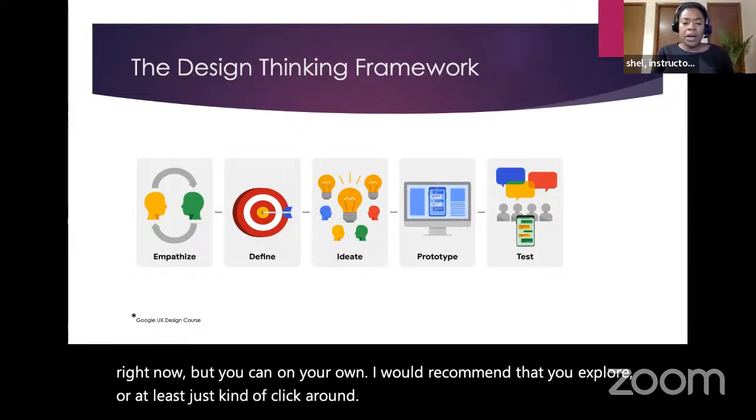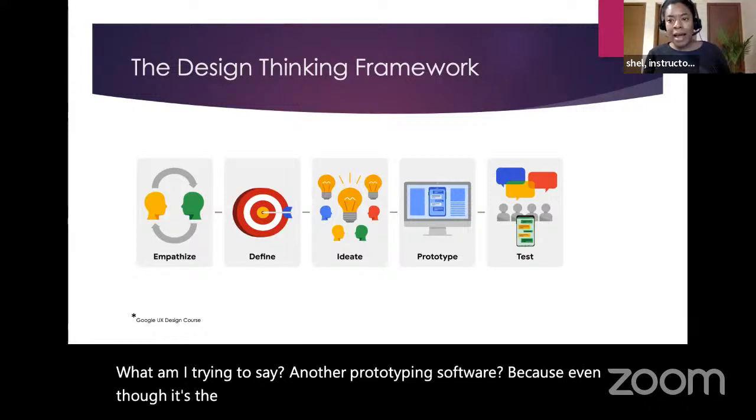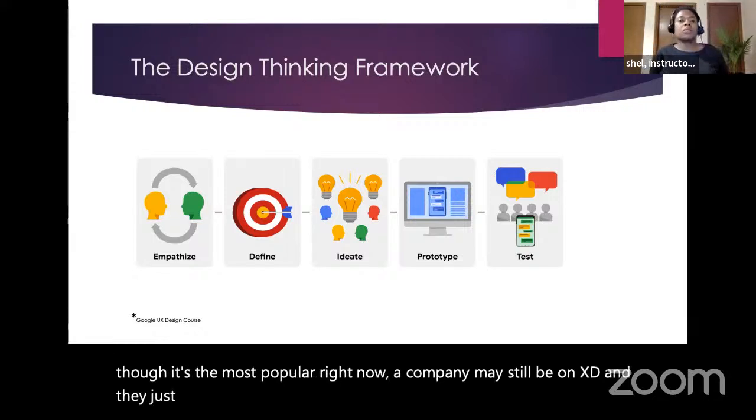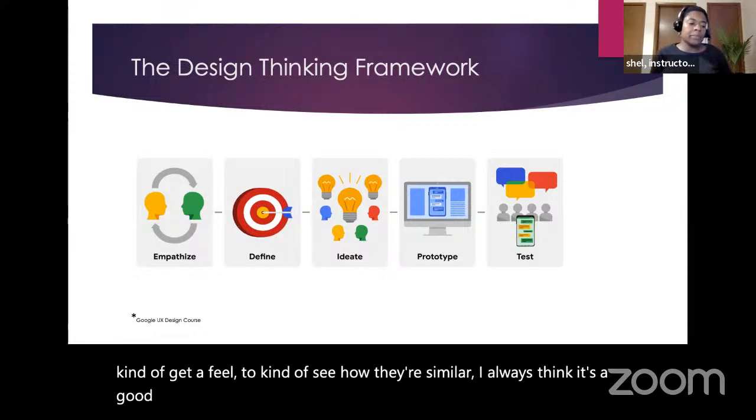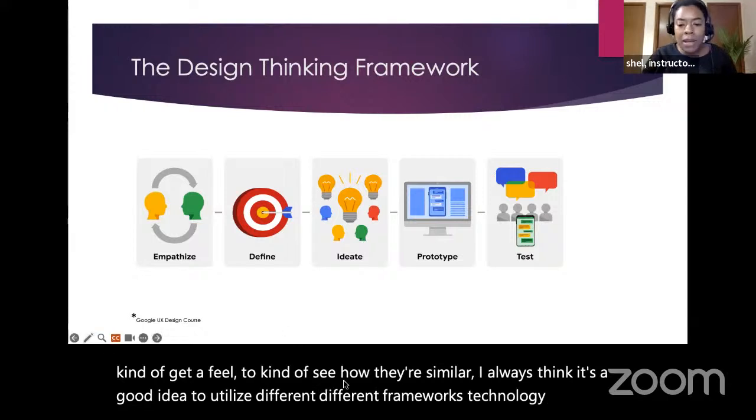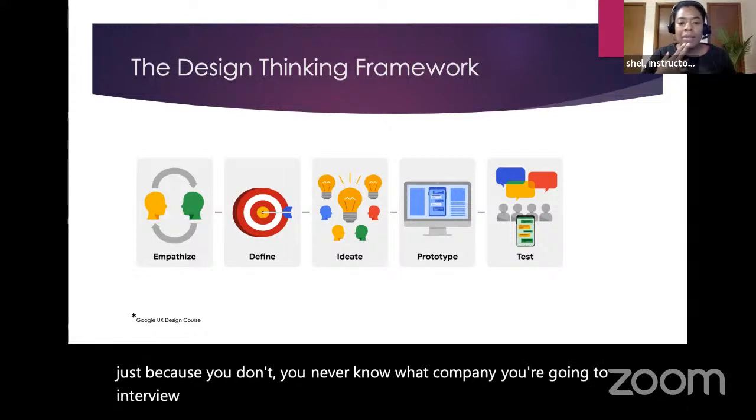another, what am I trying to say? Another prototyping software. Because even though it's the most popular right now, a company may still be on XD and they just didn't make the investment to switch over to Figma. So just to get a feel, to see how they're similar, I always think it's a good idea to utilize different frameworks, technology, software, just because you never know what company you're going to interview for, and different companies use different types of software.